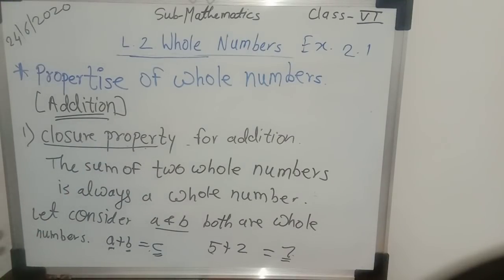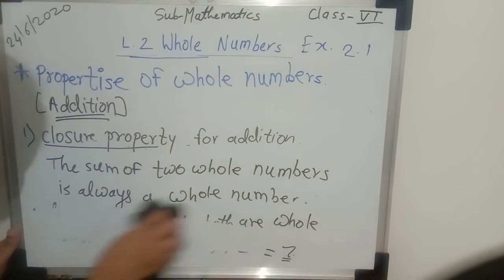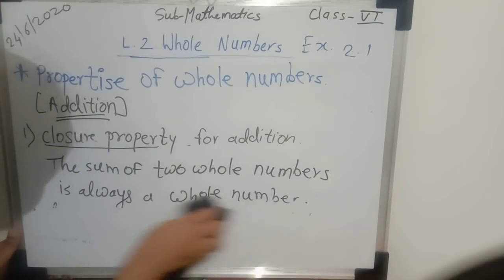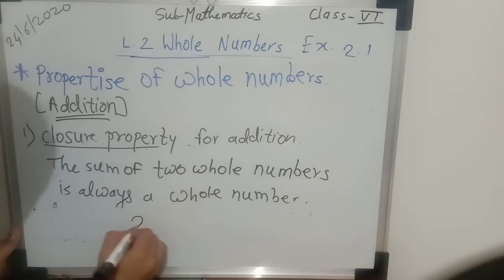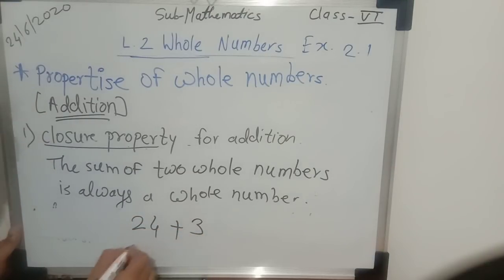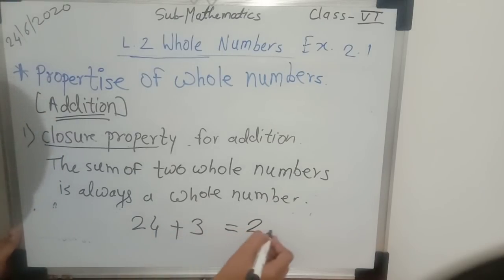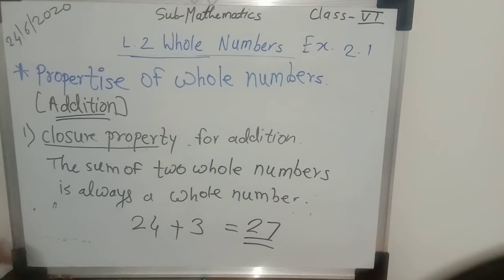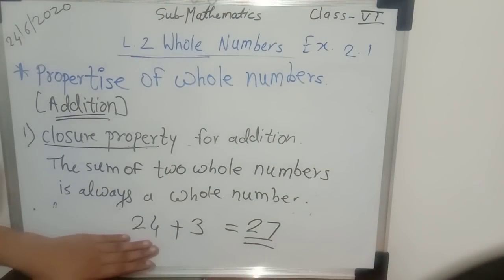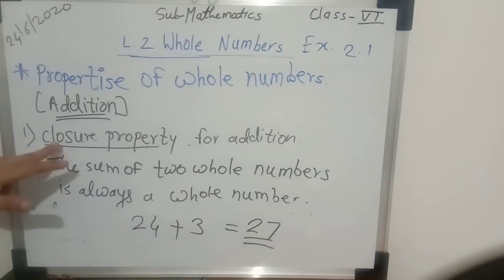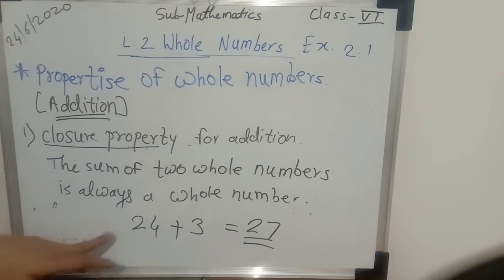Now let's take one more example. Here if I take 24 plus 3, both are whole numbers. After adding these two whole numbers, the answer is also a whole number. So this is called the closure property, or addition under the closure property. Now let's see the next property for addition, and the next property is the commutative property.